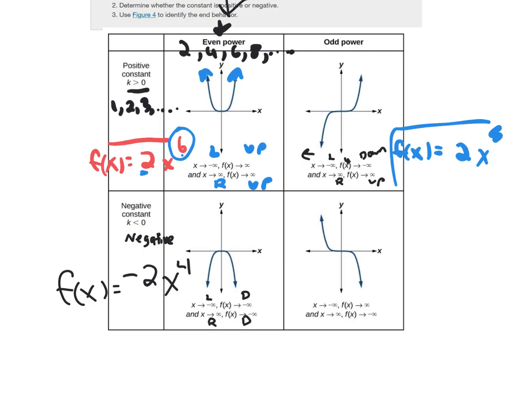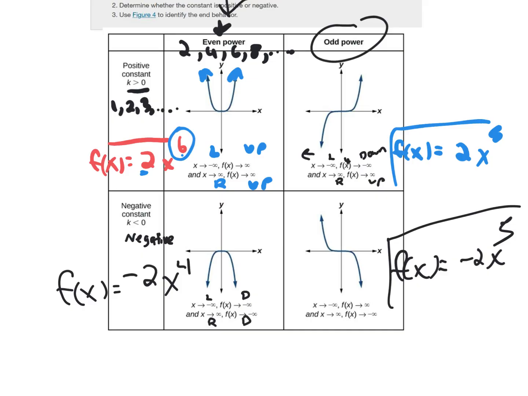So I'm going to move into, again, an odd power. And since I did 2x to the 5th before, let me do the negative. We'll call it f of x, negative 2x to the 5. Both are still odd, okay? The difference is the coefficient was positive here, and the coefficient is negative here. Just look at the picture here: as x goes left, the y's go up. As x goes to the right, the y's go down.